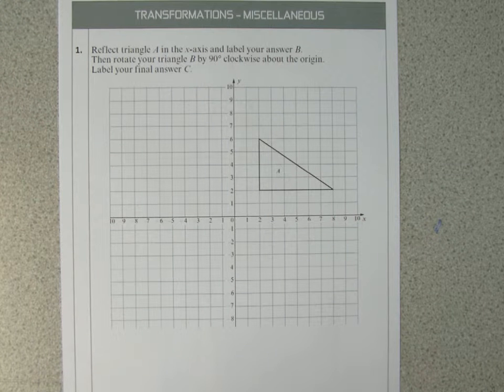Okay, some more transformations here then, just to sum everything up. So we look at a few ideas here. It says reflect triangle A in the x-axis and label your answer B.